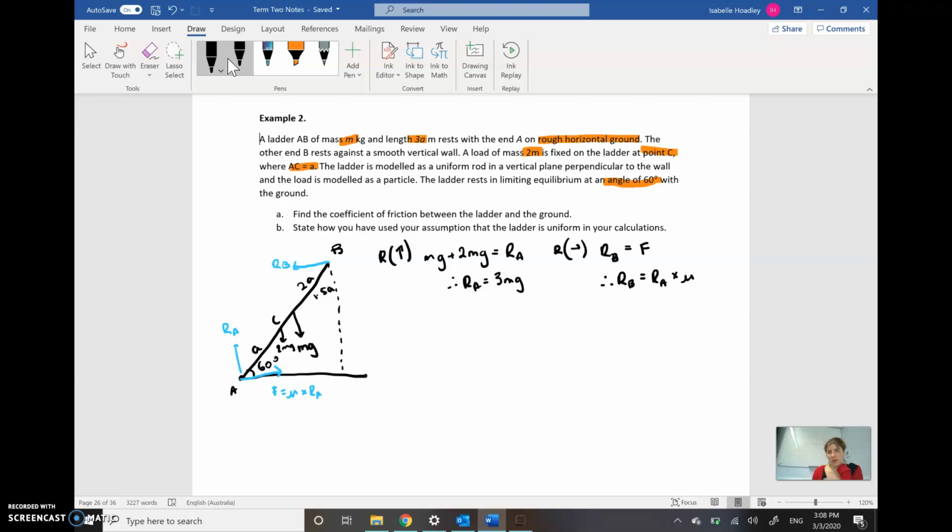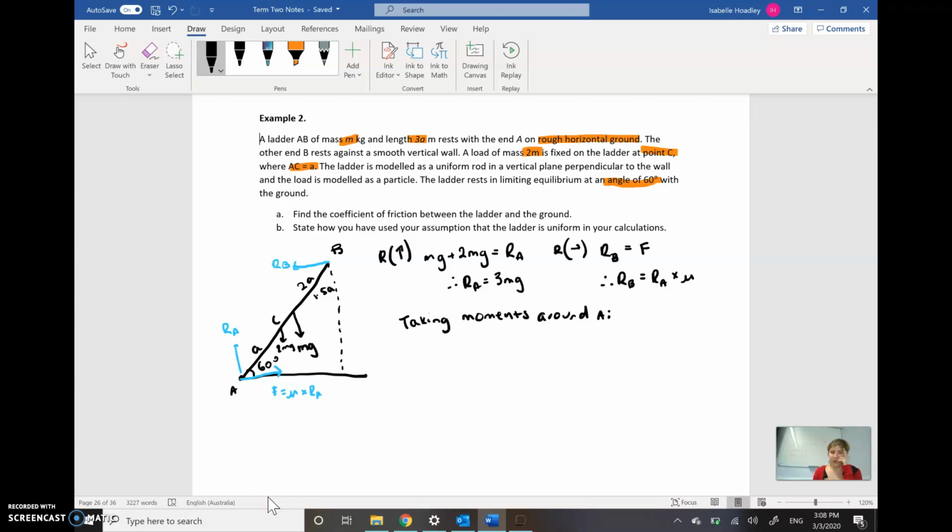The next bit is there's obviously lots of unknowns in here, so lots of things that we don't know. So we need to take a different strategy to work out our coefficient of friction. So the next thing I'm going to do is take moments around A. Now you could take moments around any of these points. I like to use A because I find the angle, that 60-degree angle, easier to work with because I know that one for sure.